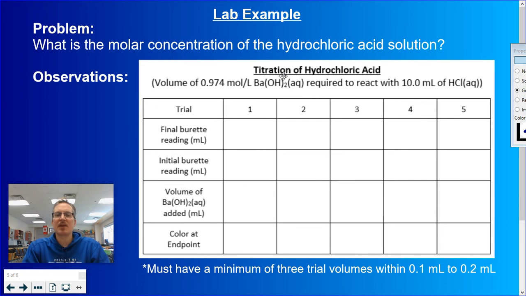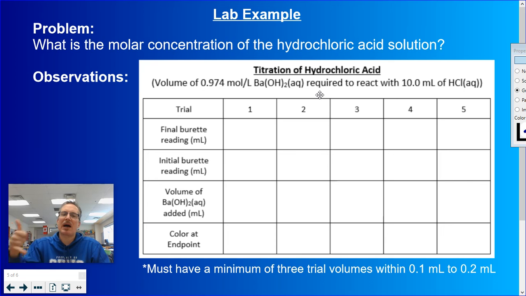So, if we read this, we are trying to figure out the titration of hydrochloric acid. We are going to record the volume of 0.974 moles per liter barium hydroxide solution required to react with 10 milliliters of hydrochloric acid. So in this lab, we are trying to find the concentration of HCl.